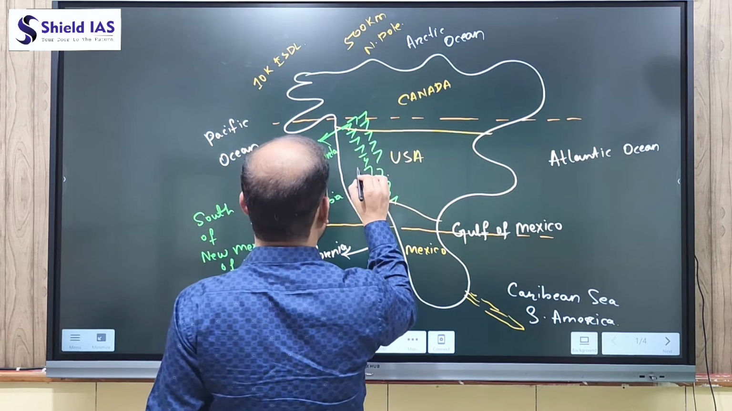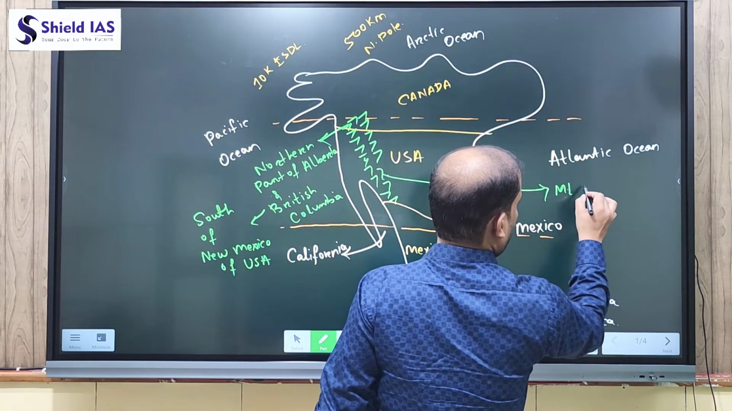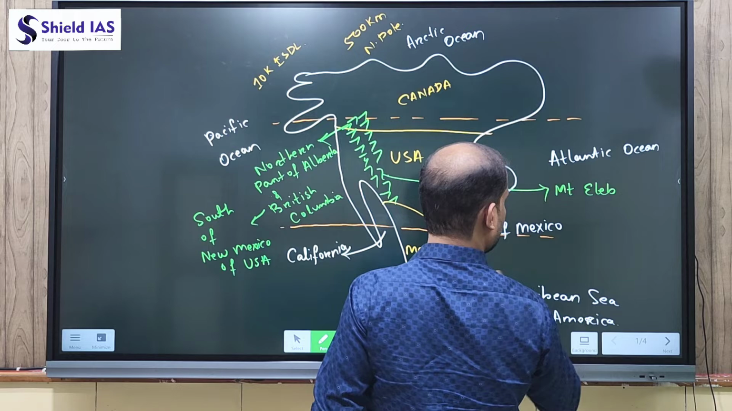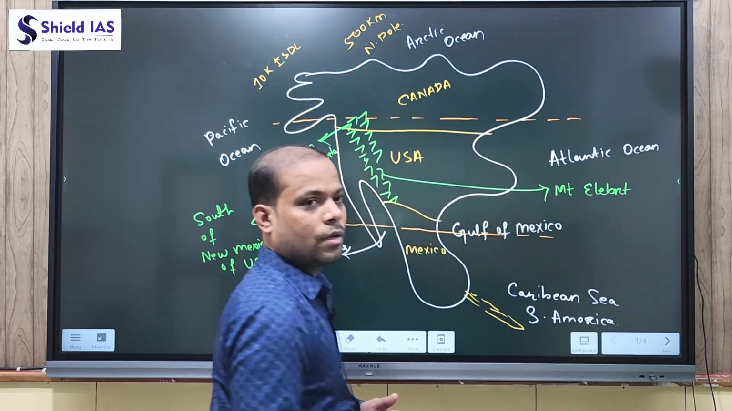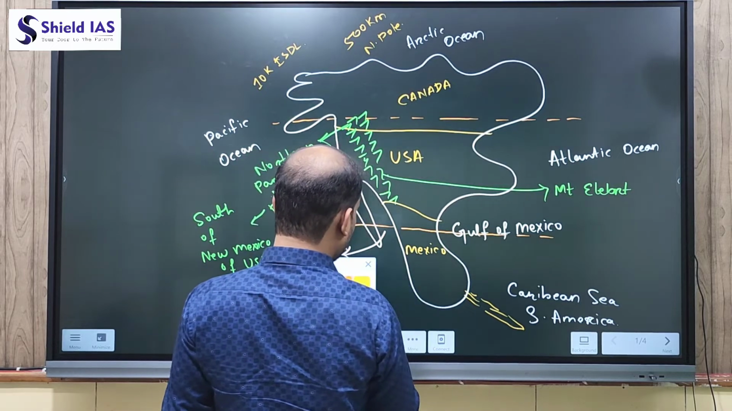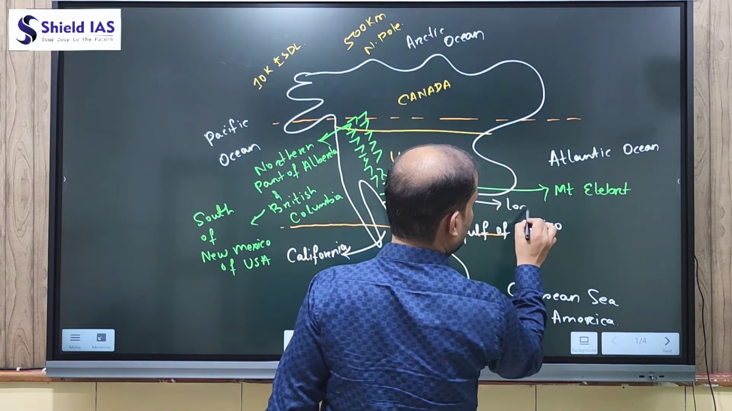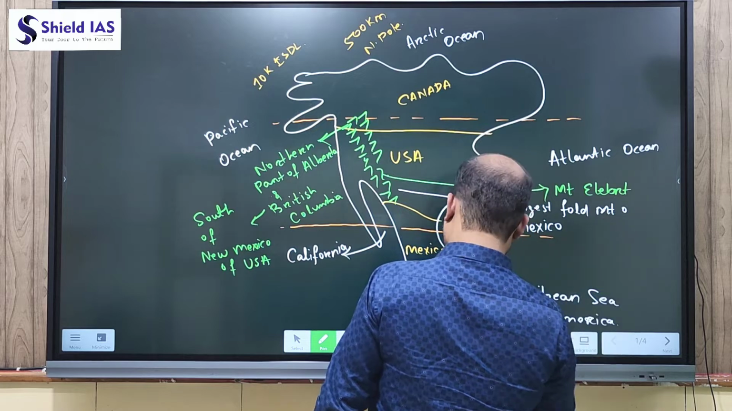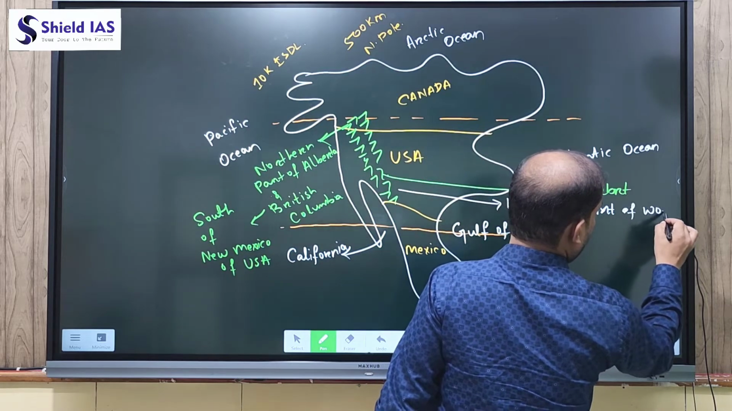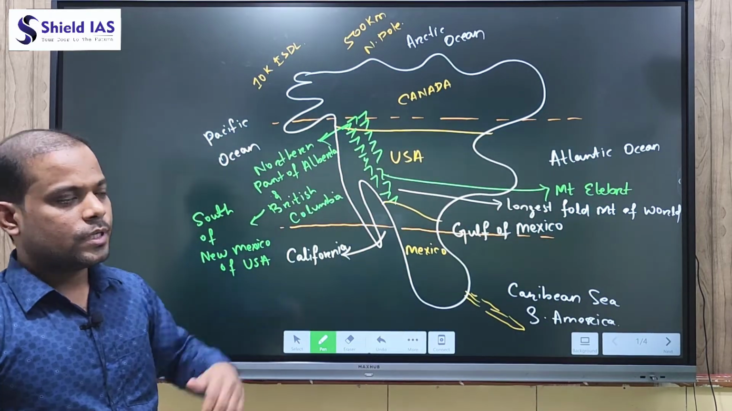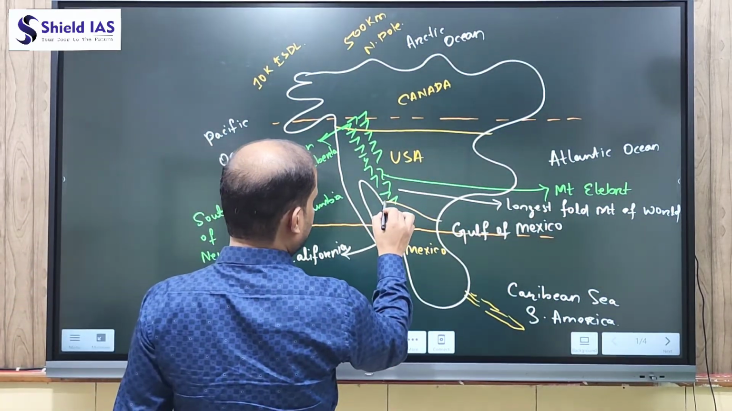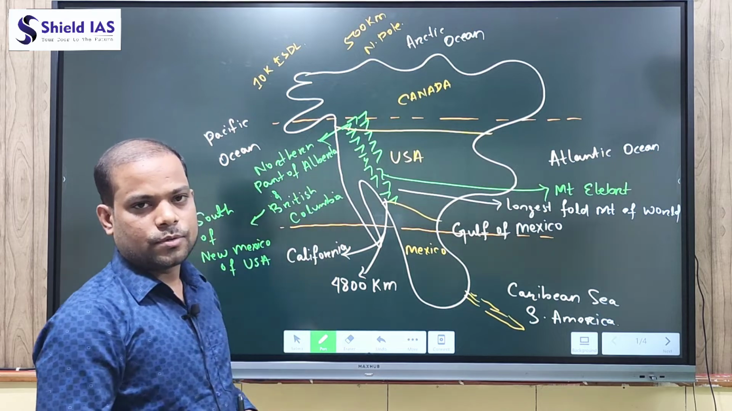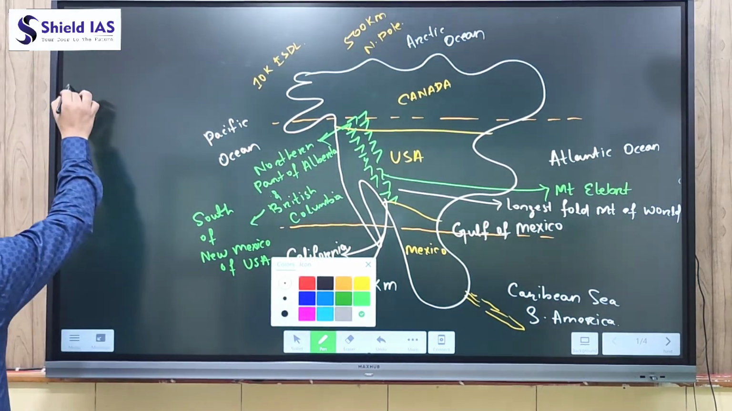The highest peak is Mount Albert. And this is the longest fold mountain in the world, which extends from Canada to USA, and the length of the mountain is 4800 kilometers from north to south. So this is the first mountain. This is known as the Rocky Mountains.